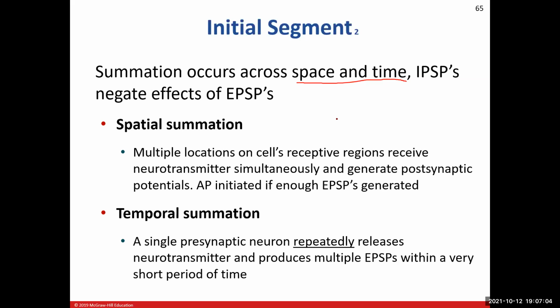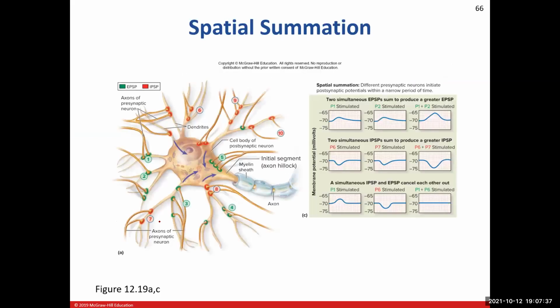So there's two ways in which we'll reach summation. There's spatial summation and temporal summation. That's easy. Spatial summation is space, and temporal summation has to do with time. So what we'll see with spatial summation is that we're going to have neurotransmitter being released by all these presynaptic neurons, all over the receptive segment of our postsynaptic neuron. And so this will happen, like I said, simultaneously. So some of those could be IPSPs, some of those could be EPSPs. It's going to look something like this.